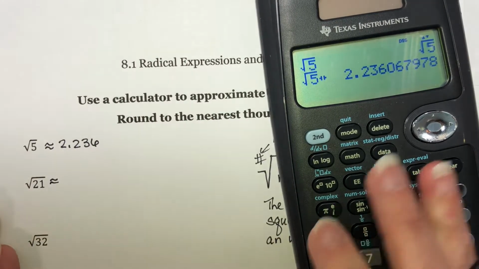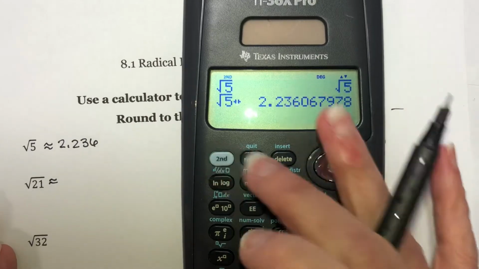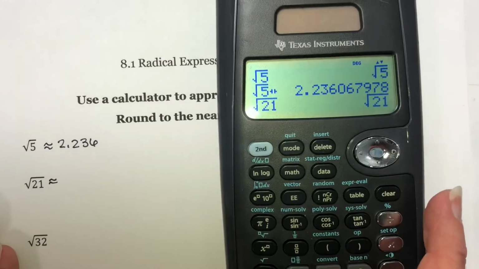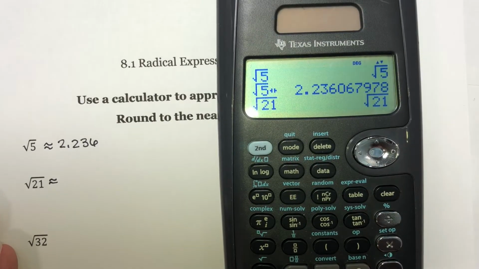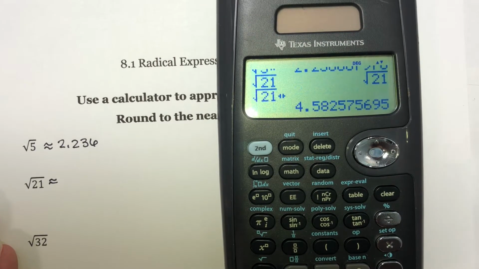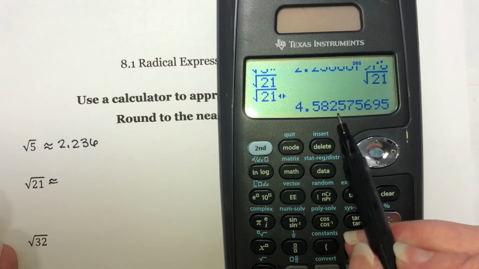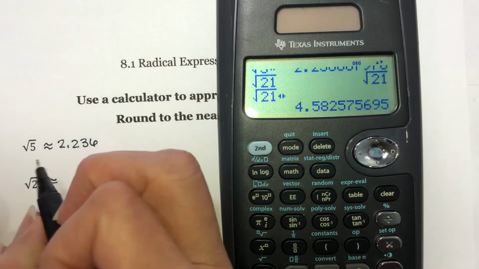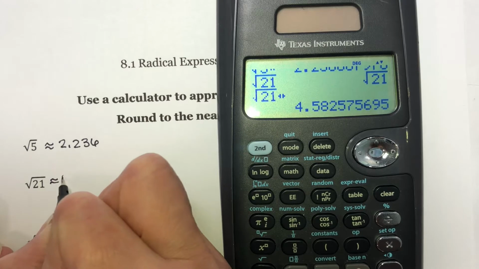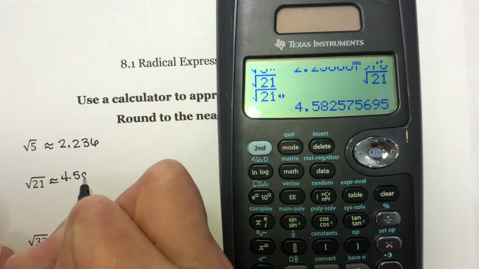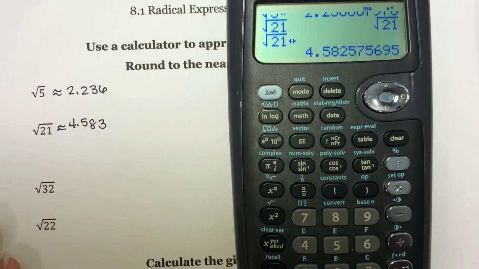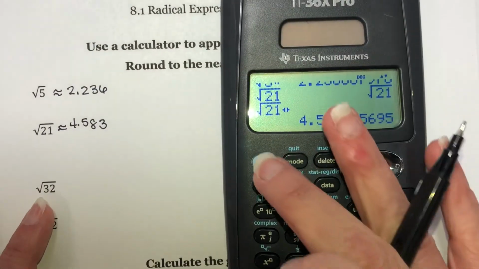Okay, I want to do the same thing for the square root of 21. So second, then that square root button, 21 equals, it gives me again the square root of 21. I hit that approximation button again, and I get this. Now I'm asked to round to the nearest thousandth, which is that 3rd spot. So I look at the 4th, which is a 5. So this is going to bump up to a 3. So this is approximately equal to 4.583. Okay, so let's do it. Find the approximation for the square root of 32.